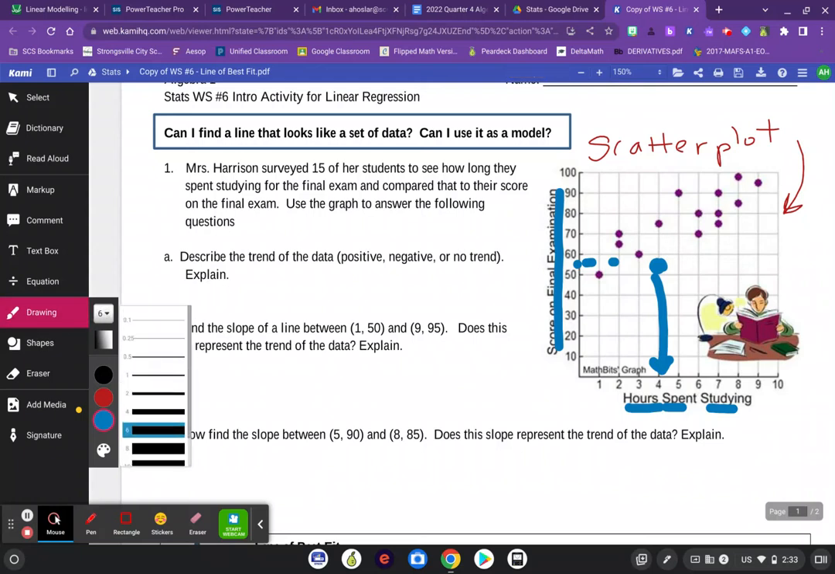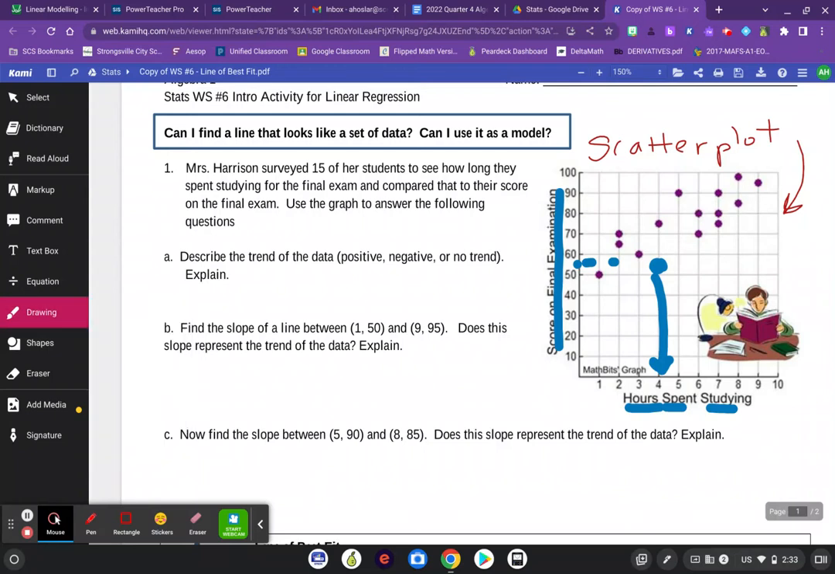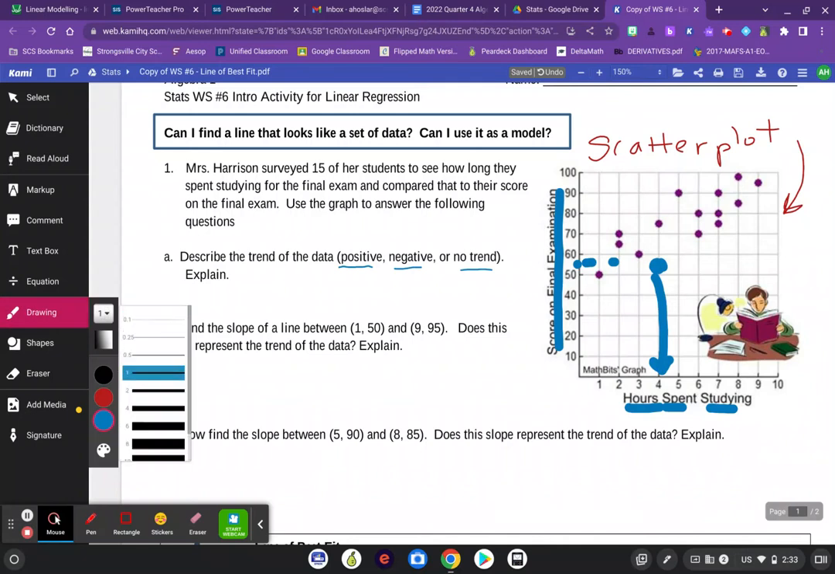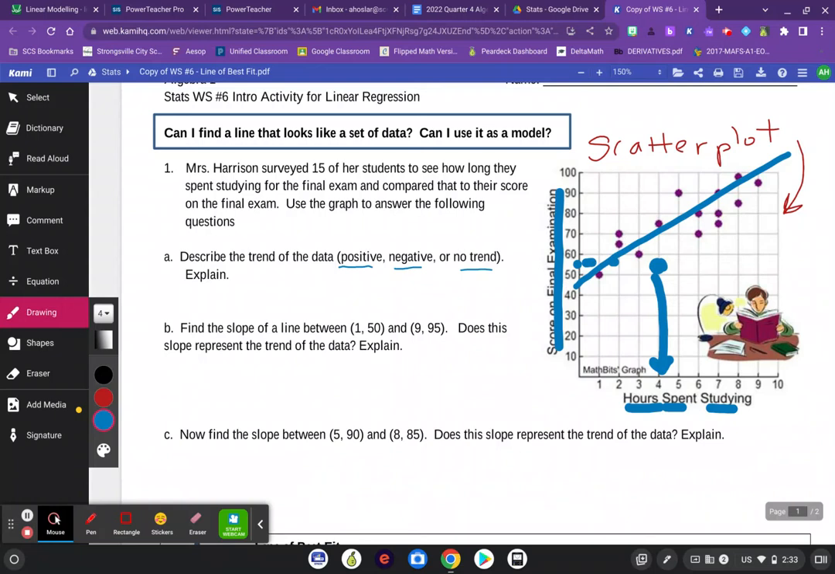So then the question in part A says, describe the trend of the data. Is it a positive trend, a negative trend, or no trend at all? And so as I look at this data, I notice that if I were to draw a line through this data, then I would have my data moving in this upward direction. And so increasing. And when I have an increasing line, it has a positive slope. And so we can say that this trend is positive.